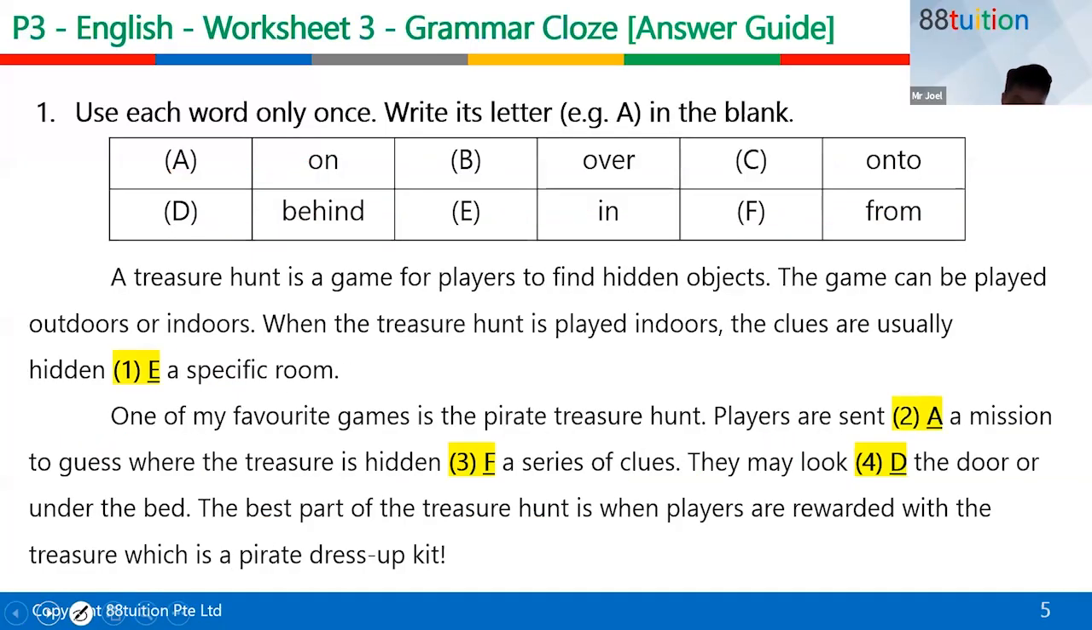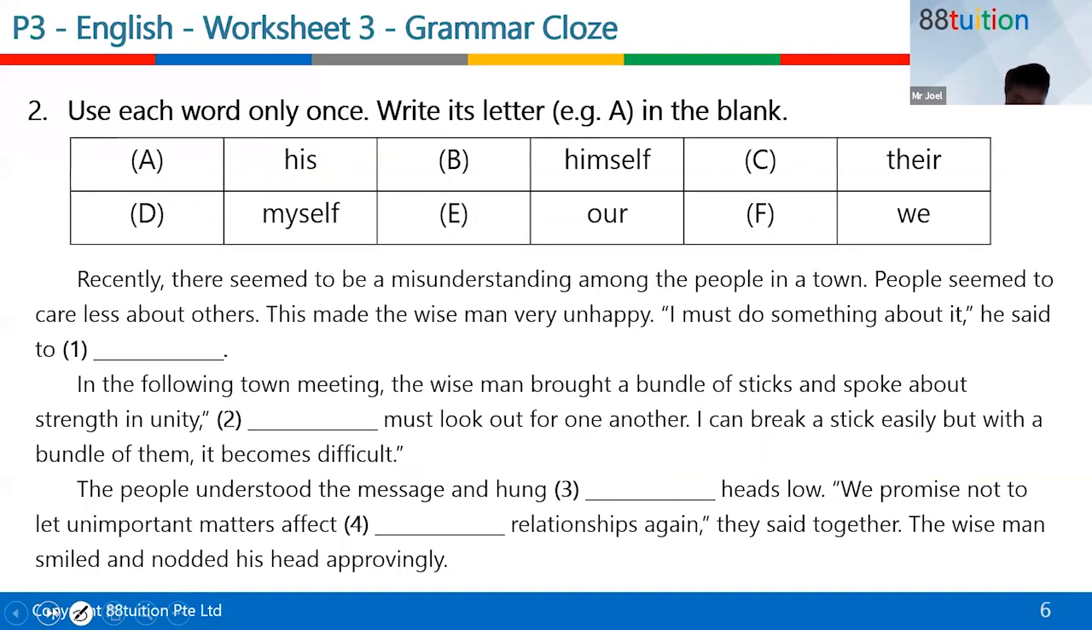Next, these are your answers. Okay, this is the next one. I think you got them all correct as well, but just in case, let's double check. Recently, there seemed to be a misunderstanding among the people in the town. People seem to care less about others. This made the wise man very unhappy. "I must do something wise."